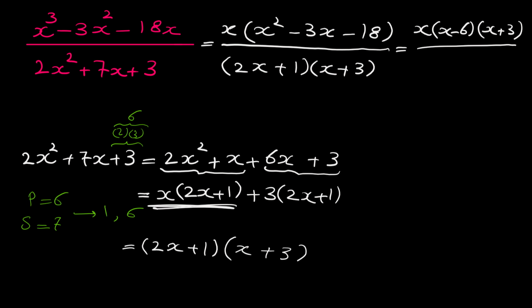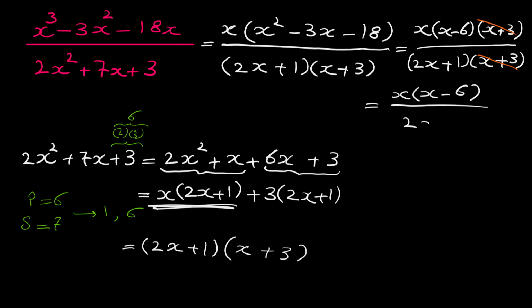And for the denominator we have 2x plus 1 times x plus 3. As you can see, this is the common factor between the numerator and denominator, and the simplified form of the rational expression is this.